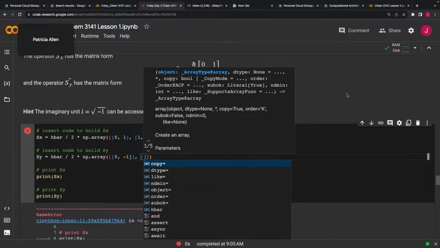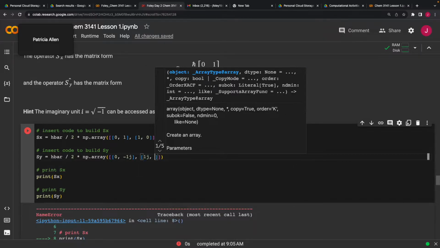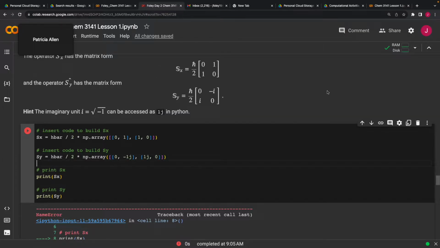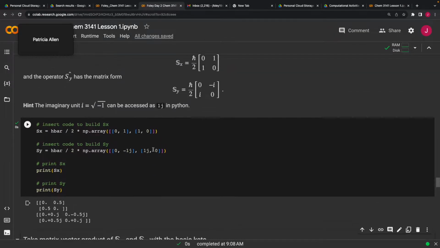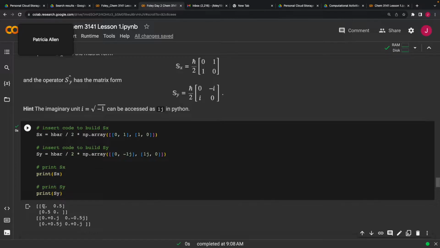Okay. So now I have for SY, hbar over 2 times np.array. First row is 0 minus I. Second row is I, 0. Does that look okay to everybody? All right, and let's print. And this looks about as I would expect it to. SX, 0, 1 half, 1 half, 0. And then SY is 0 minus 1 half I plus 1 half I, 0.